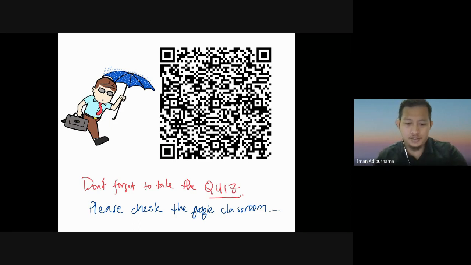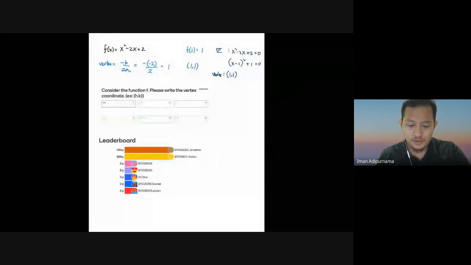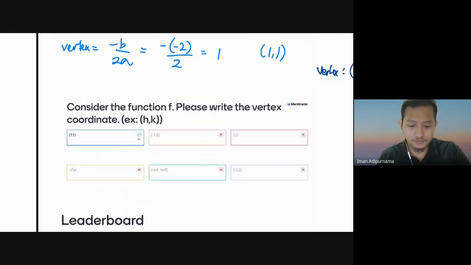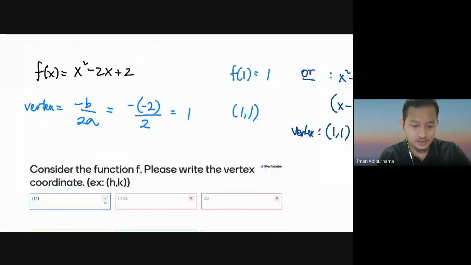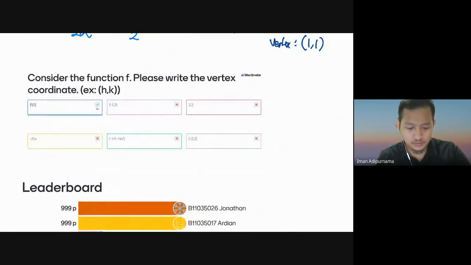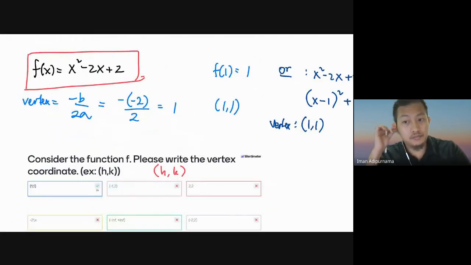Okay, let's start our lecture. Before we start, let me review what we have done in the feedback time last week. The function f is this. Write the vertex coordinate; you need to have a bracket and then the number, and then close the bracket. So there are two methods to see the vertex.